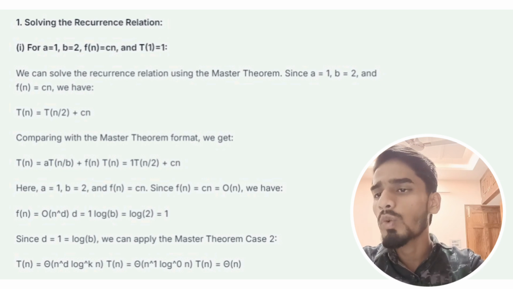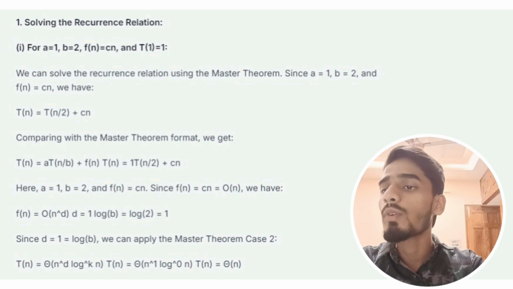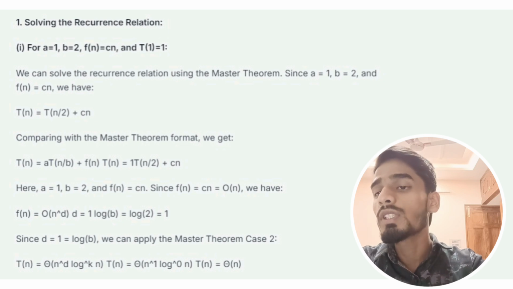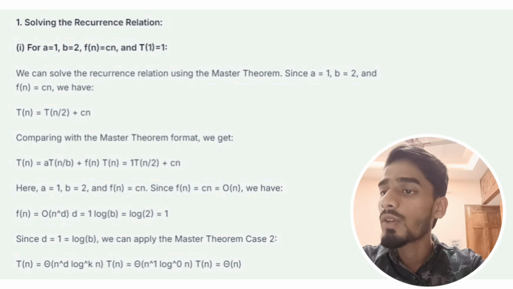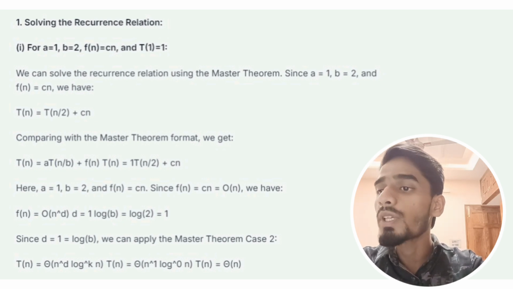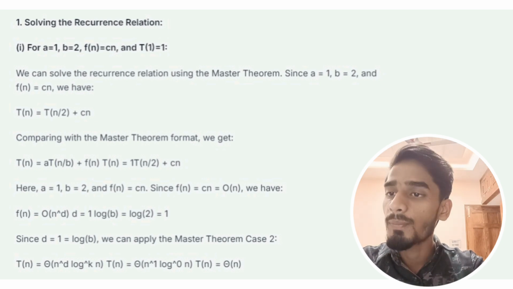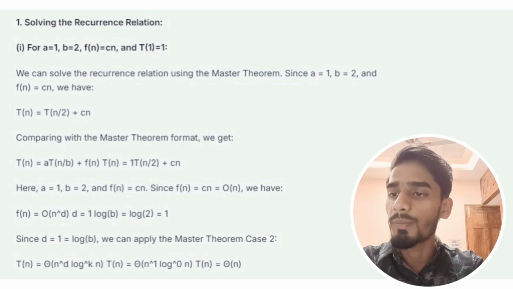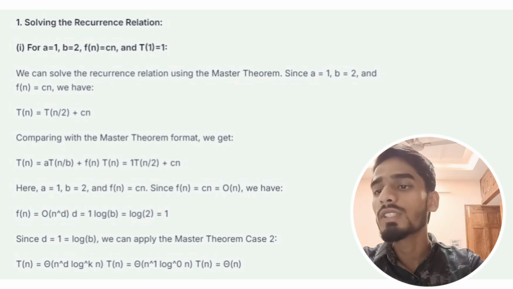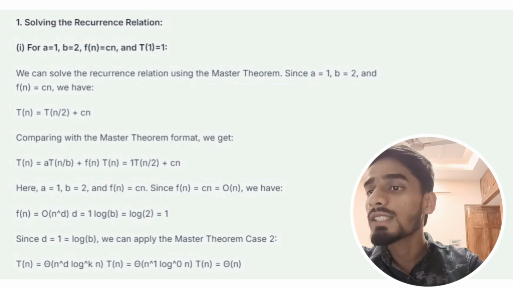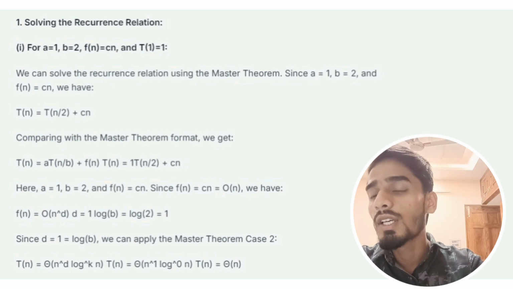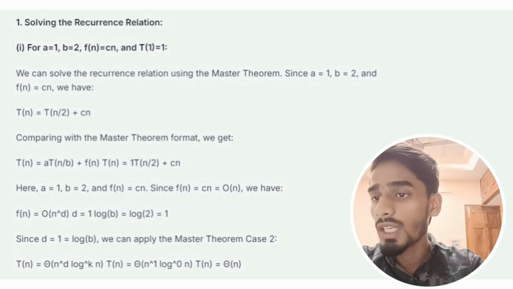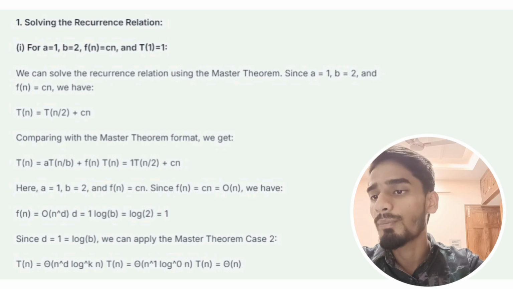Here a is equal to 1, b is equal to 2, and f of n is equal to cn. Since f of n is equal to cn, which is equal to big O of n, we have f of n is equal to big O of n power d, where d is equal to 1, and log b is equal to log 2, which is equal to 1. Since d is equal to log b, we can apply the master theorem.